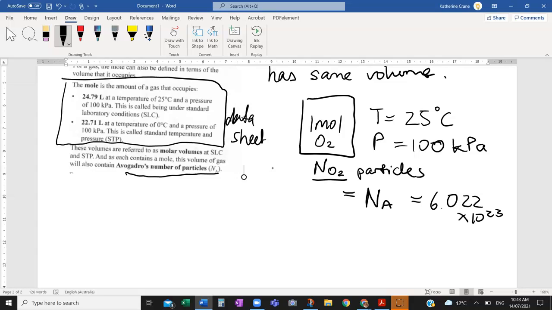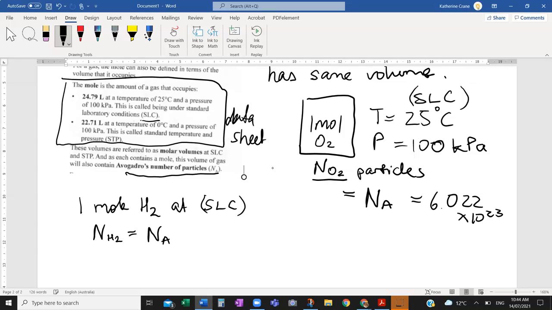So if I have 1 mole of H2 at what is called standard laboratory conditions, SLC, the number of particles will equal Avogadro's number, and that was 6.022 times 10 to the 23.